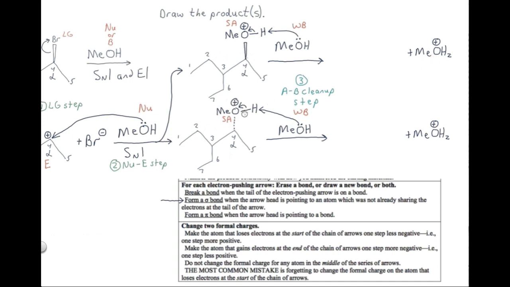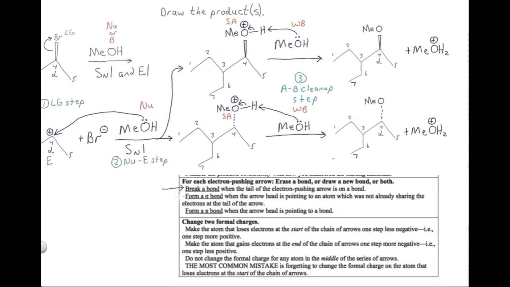This arrow tells us to break the bond between the oxygen and the hydrogen, which I've already kind of shown here. So now we followed this rule and broken the bond between the oxygen and the hydrogen. The oxygen starts positive and gains electrons, so the oxygen changes to a neutral formal charge. You can see that in this acid-base step, the base really did gain a proton, and the acid really did lose a proton. And you can see this really was a cleanup step. What did we clean up? We cleaned up the positive formal charge on the main molecule.